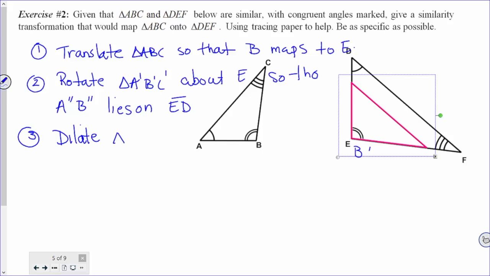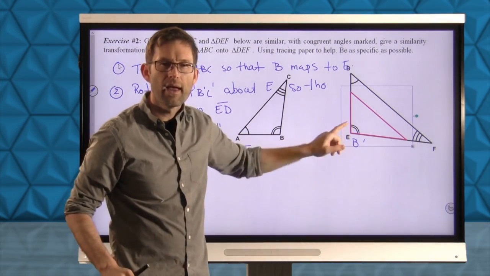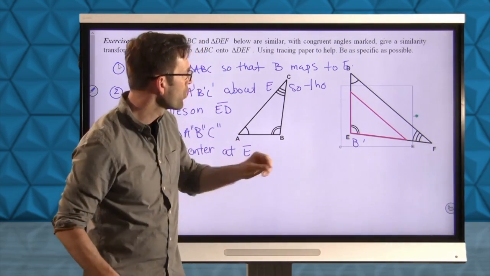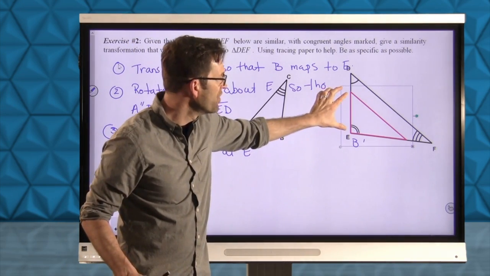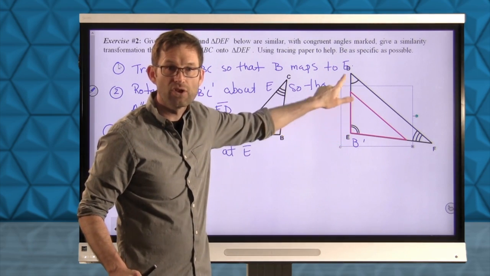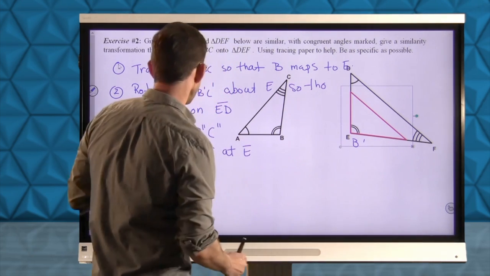I'm going to dilate triangle A prime, B prime, C prime with a center at E, right? I don't want that to move. And now I have to give a dilation factor. Now remember, what I really want is I sort of want this length to stretch up so that it's that length, right? So what is that a little bit?